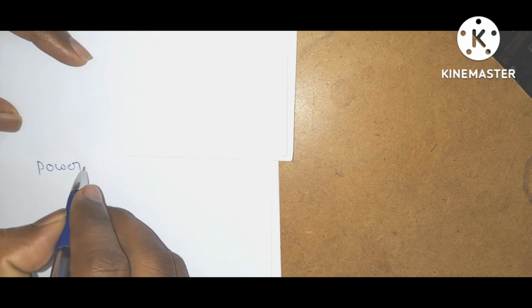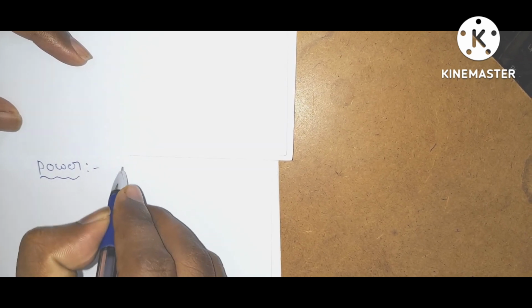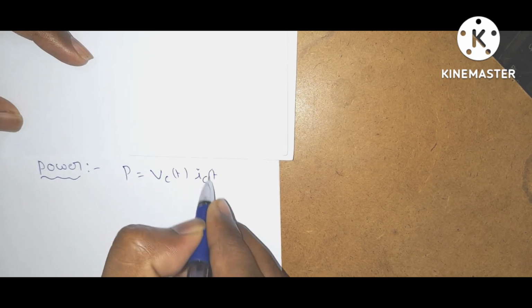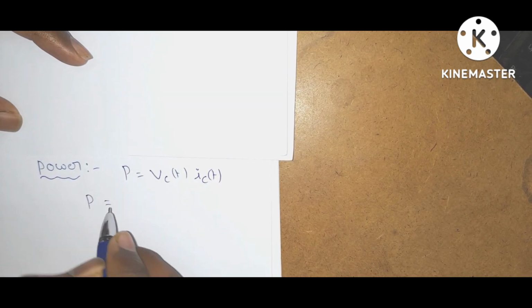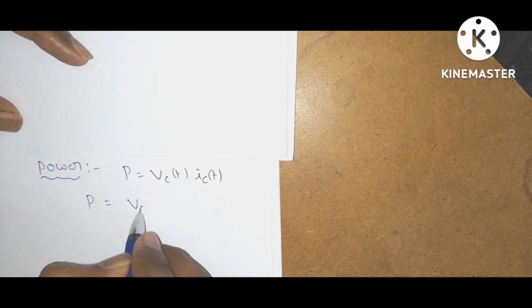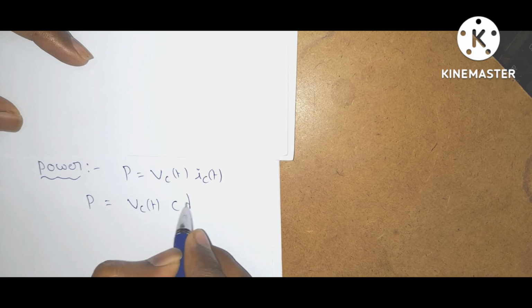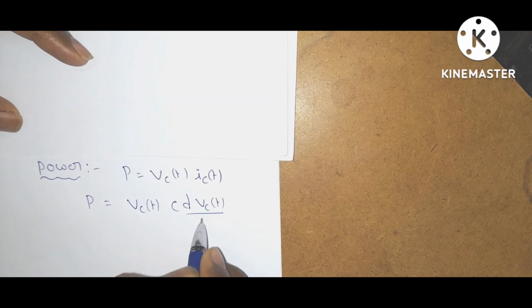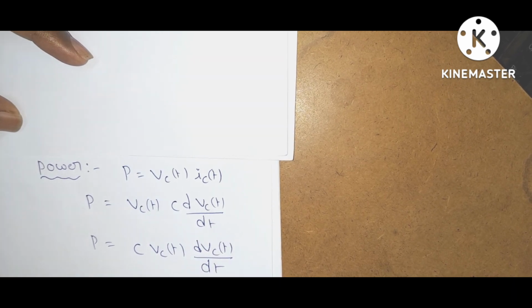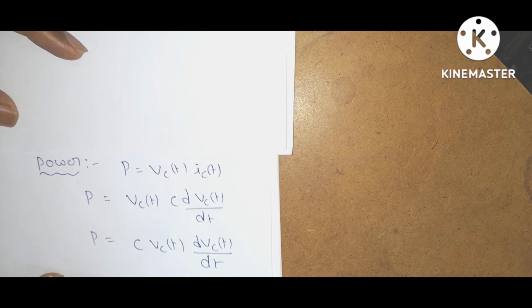Next one, power. Power P is equal to VC of t into IC of t. What is VC of t? VC of t is the same. What is IC of t? C into dVC of t by dt. So power is equal to C into VC of t dVC of t by dt. This is the expression for power.